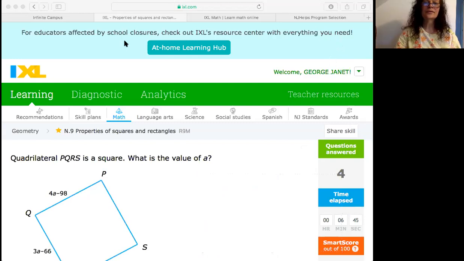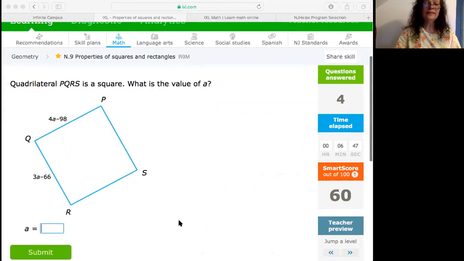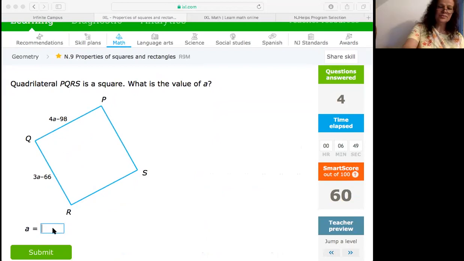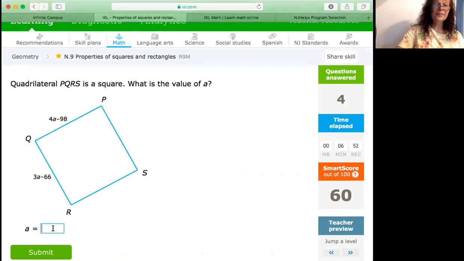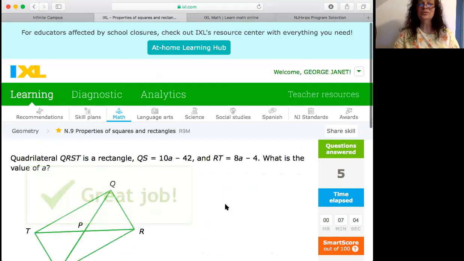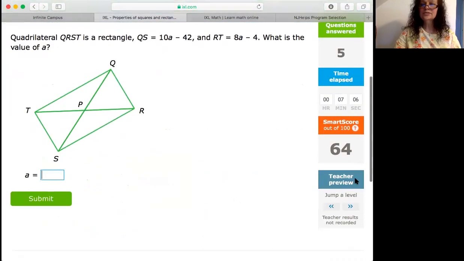So are they asking about a? a equals 32. If they are asking about the segment, we just plug it in. Does it matter which one? It doesn't really matter. But we need to pay attention to the direction. What are they asking for? Let's jump to the next level.